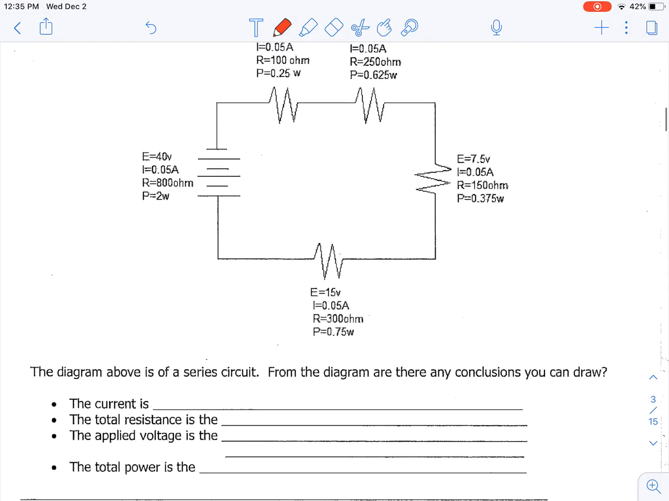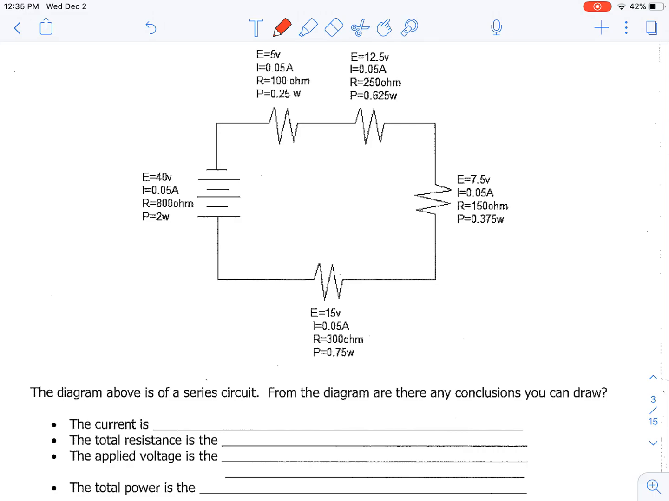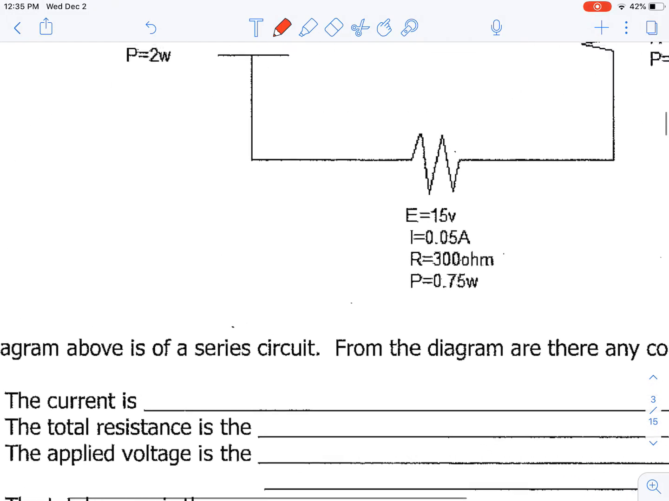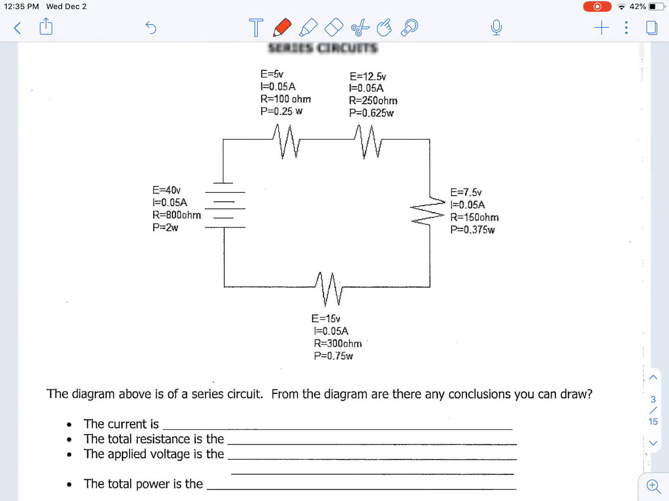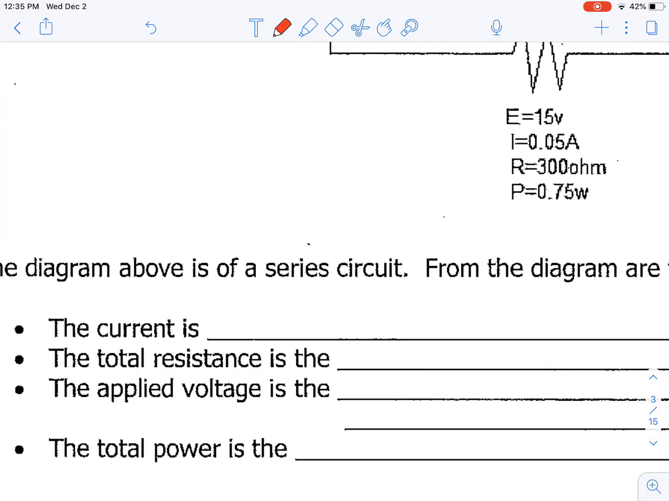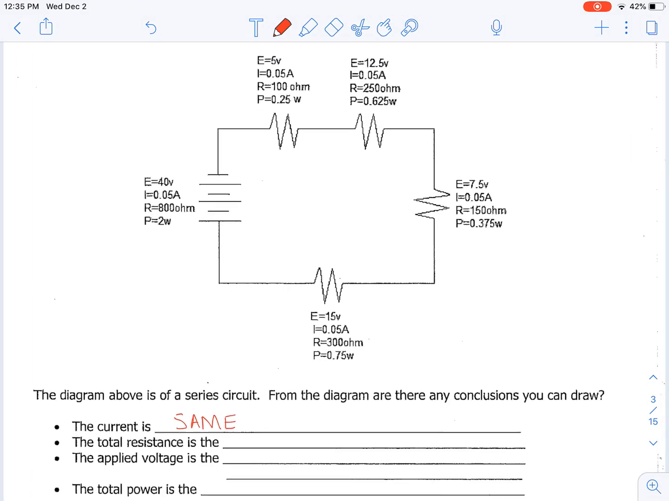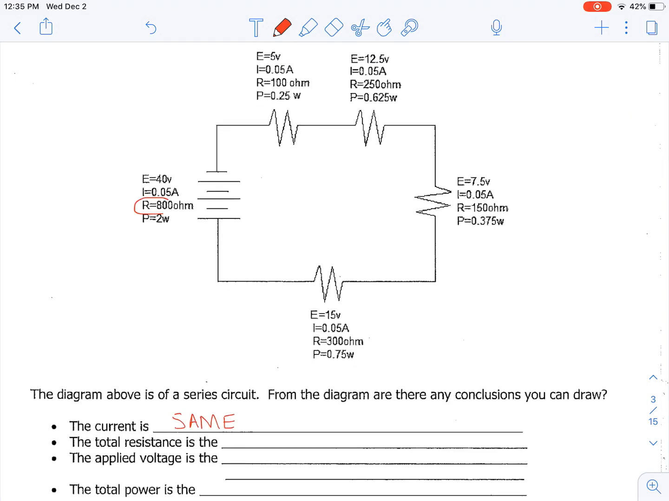One thing, looking at the diagram maybe from above, current is the I value. So current will stay the same. Do you see that it's 0.05 in all of those? It is the same everywhere. The total resistance, that's what this 800 ohms is. It is the sum of all of the individual resistances.